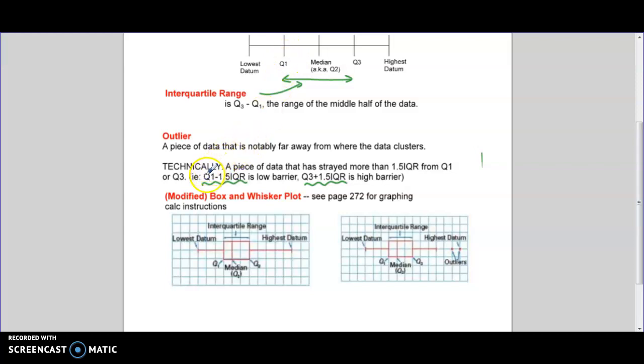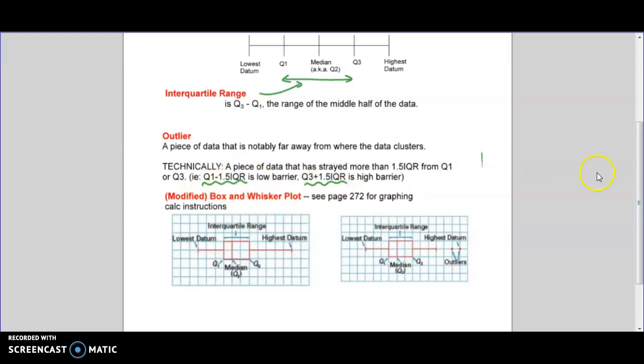Whatever Q1 minus 1.5 times the interquartile range is, that is the lower barrier for outliers. Conversely, on the higher end of the spectrum, you take Q3 plus 1.5 times the interquartile range, and that is the high barrier. So any points falling below the low barrier or above the high barrier would be considered outliers. To show that, you would do this calculation, and then check your data points to see if you had any numbers lower than the low barrier or any numbers higher than the high barrier.